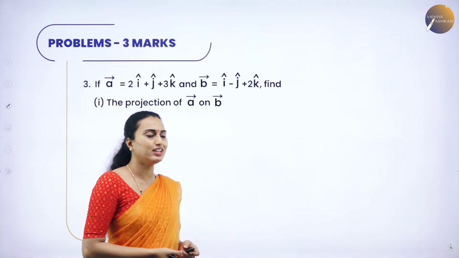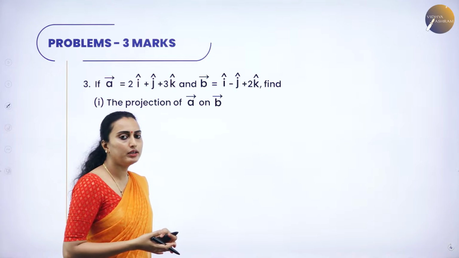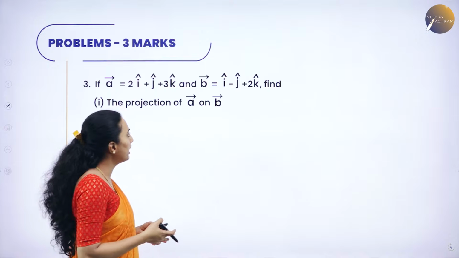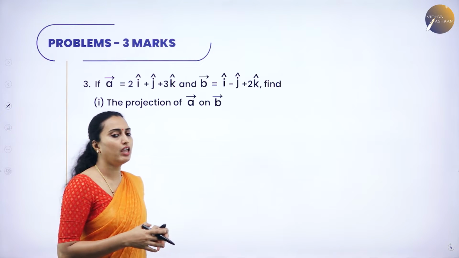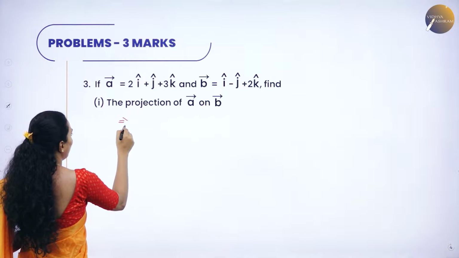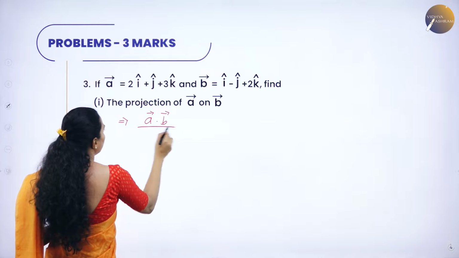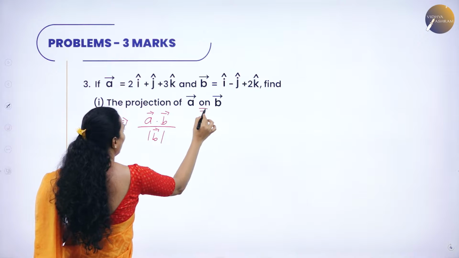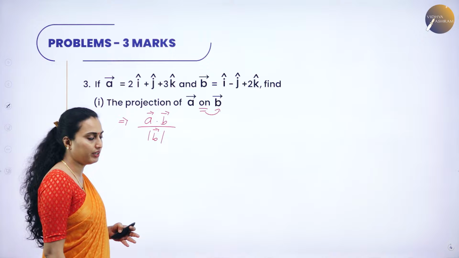Now we'll be moving on to the next type of problem. What they've asked: if A vector is equal to 2i plus j plus 3k and B vector is equal to i minus j plus 2k, find the first one, the projection of A on B. The projection of A on B is given by the formula A vector dot B vector divided by magnitude of B vector. If it is the projection of A on B, then the denominator is the magnitude of B vector.